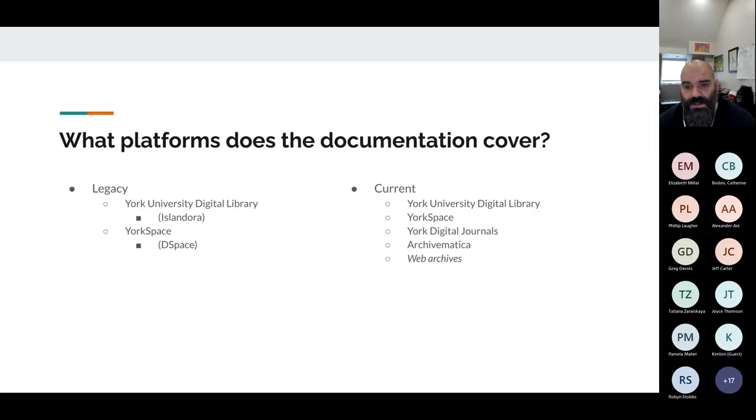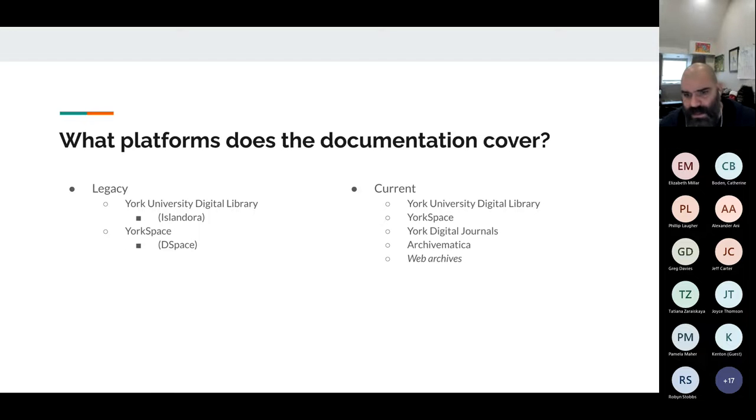How did the actual issues come in? And then we also have an Archivematica pilot now that we're working on. That's mostly for common record schedule stuff, but also born digital materials that come into archives and special collections for processing.